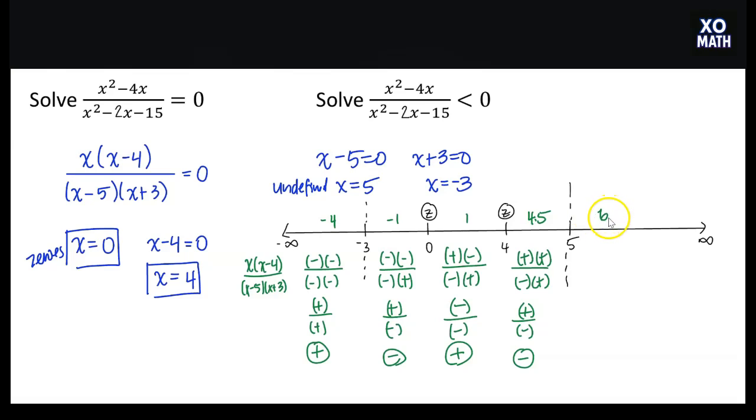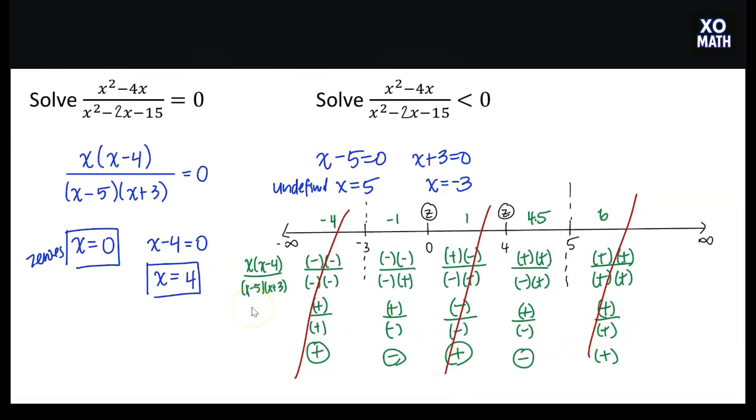And then finally, when I substitute in 6, I'm going to get a positive. 6 minus 4 is positive. 6 minus 5 is positive. And 6 plus 3 is positive. So a positive over a positive is a positive. All right, so we don't want every other interval. Just as a heads up, that doesn't always happen.